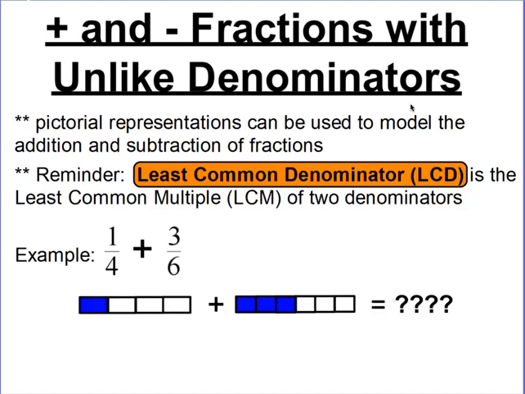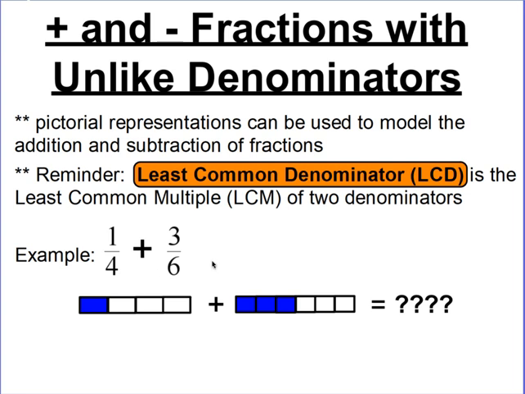Now let's talk about what to do when you have unlike denominators. So here the example problem is 1/4 plus 3/6. What you need to do is find a common denominator. It's most beneficial if you can find the least common denominator, because that will prevent you from having to do a lot of simplifying at the end. But some teachers have taught doing a butterfly method to find a common denominator, or multiplying the two denominators together to find a common denominator.